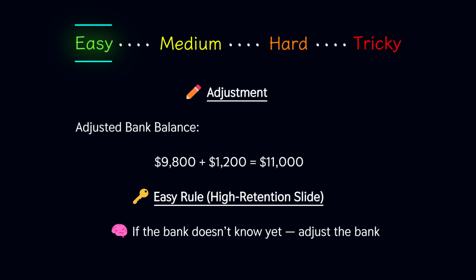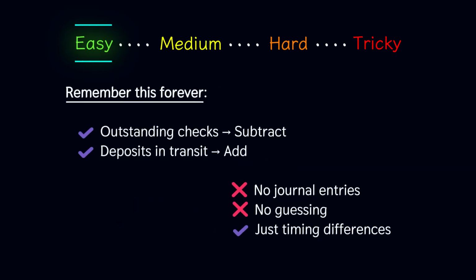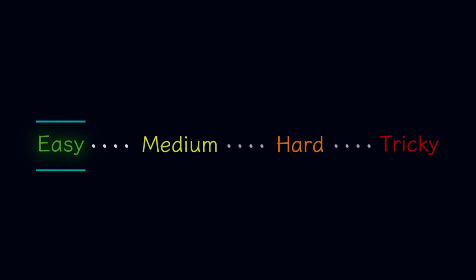And here's the easy rule that removes confusion forever. If the bank doesn't know yet, adjust the bank. Let me lock this in for you. Outstanding checks, subtract. Deposits in transit, add. No journal entries, no guessing, just timing. If this part feels easy, perfect, because bank reconciliation only gets hard when people forget this foundation.